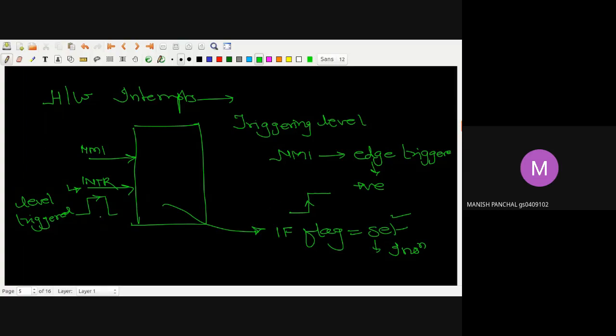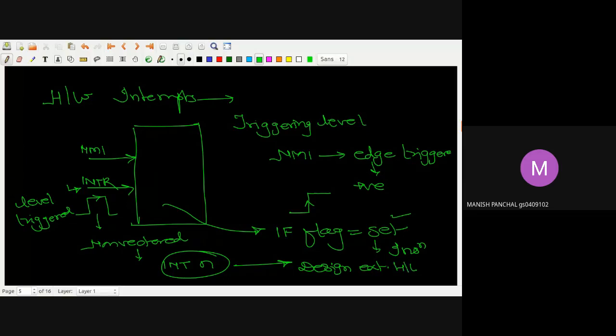Now the second very important consideration is that this INTR is non-vectored. Again, the same concept we did in the 8085 microprocessor: if it is non-vectored, then we will take the help of some software interrupts. So you have to design some external hardware, and then you have to reach the location of this INTN. We will discuss how this is done.